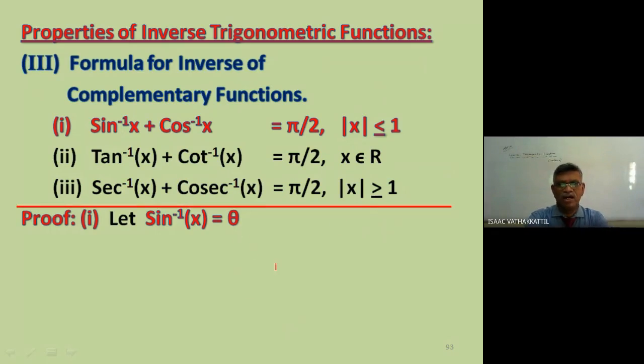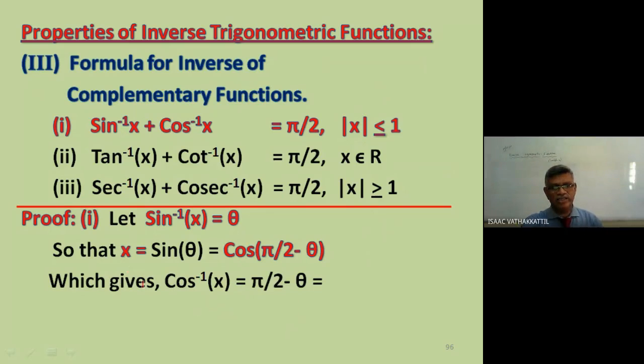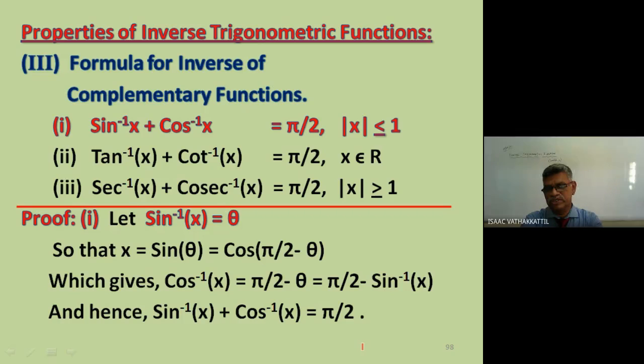Proof is very simple. Let me put sine inverse x equal to theta, so that x equals sine theta, and sine theta is nothing but cos pi by 2 minus theta. Cos pi by 2 minus theta is x. So cos inverse x is pi by 2 minus theta. What is pi by 2 minus theta? Theta is sine inverse x. So pi by 2 minus theta is pi by 2 minus sine inverse x. And taking sine inverse x to this side, we have sine inverse x plus cos inverse x is pi by 2.